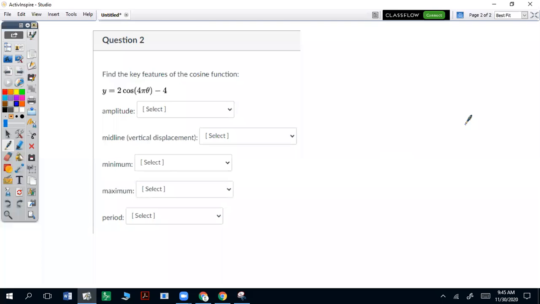All right, question 2. You should try this one on your own. You can pause the video, and then when you're done, you can check it and see if it matches up with what I got. So your amplitude is going to be your leading number. That's going to be 2.